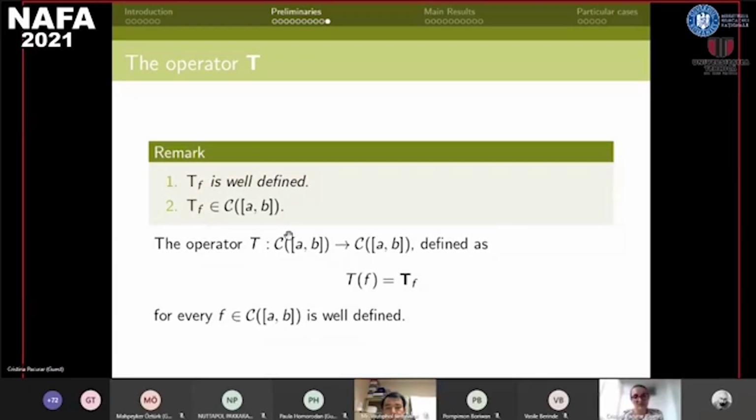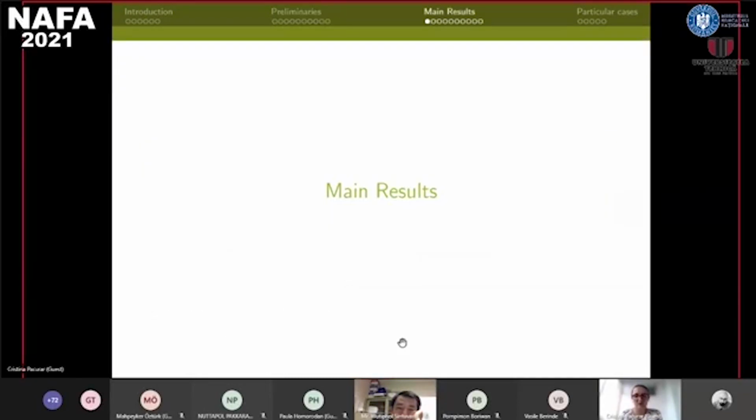And having this remark, we can now define an operator T on C of AB and with values in C of AB, and we define the operator T of f to be the function Tf for every f in C of AB. Based on the following remark, the operator is well defined.